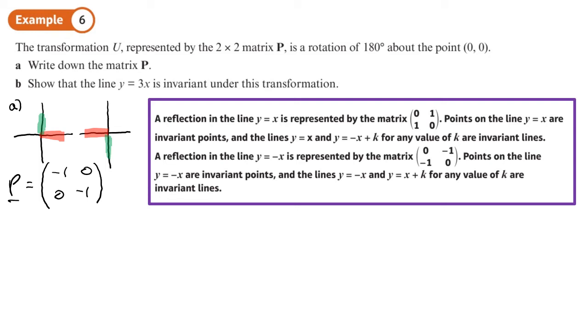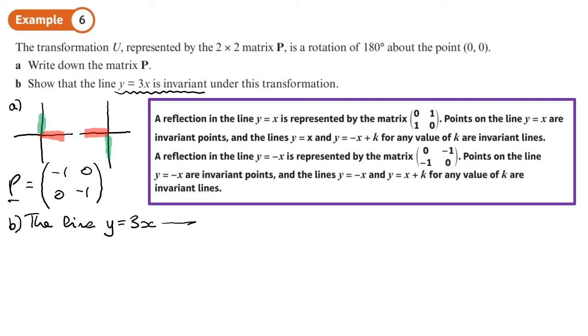Now part B, we need to show that the line y equals 3x is invariant. In other words, it doesn't move. So let's write this down. The line y equals 3x. Now if I can show that any point on that line doesn't move, I show it's invariant.